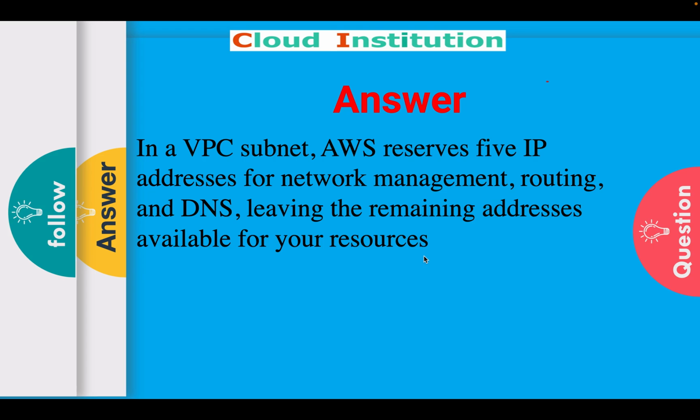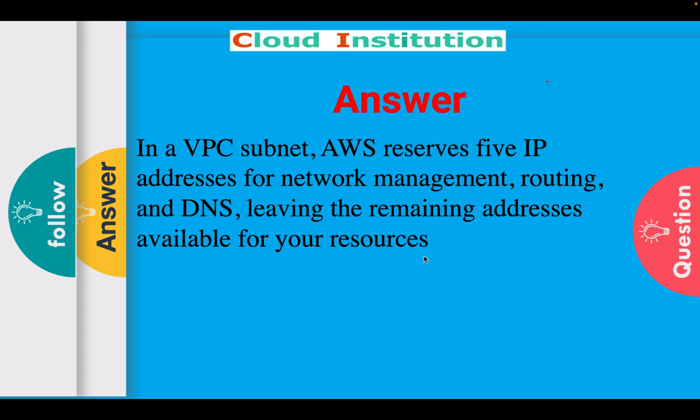Okay, so for example, if you have a /16 CIDR range, the 5 IP addresses will be reserved for networking, routing, management, DNS, and all these things. So you'll be getting only 11 IP addresses. Okay, that's pretty simple.